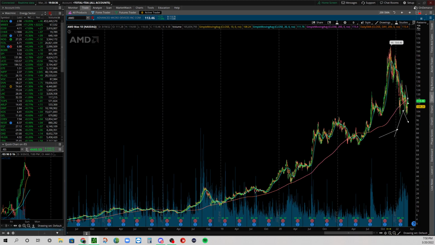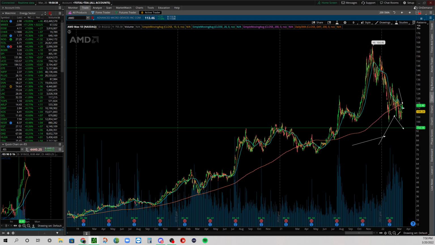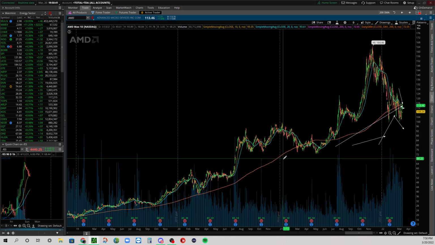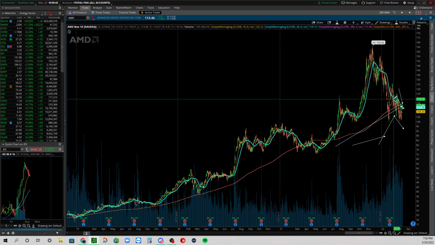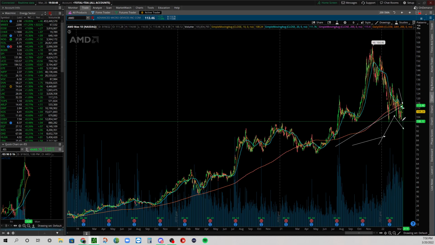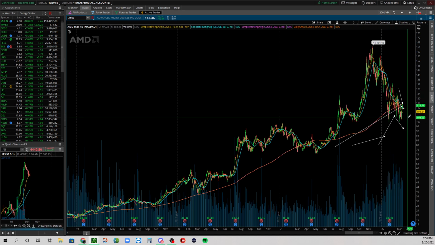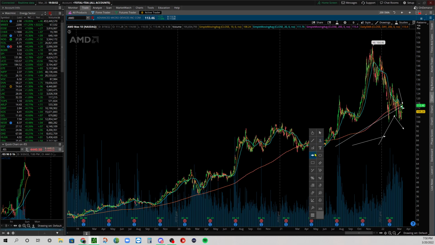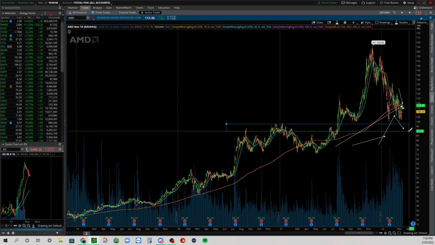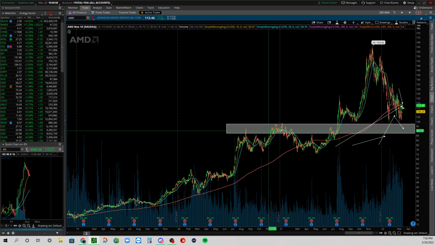I think it's the same play as NVIDIA. Okay, you still have your 200 daily moving average. It's still a pretty solid uptrend with a break. As you can see, it broke one, two, three times, and it's still trying to push it up. Okay, you also have a lot of support levels right here, a lot of support levels in this area.